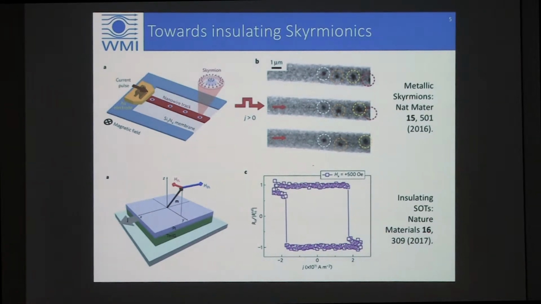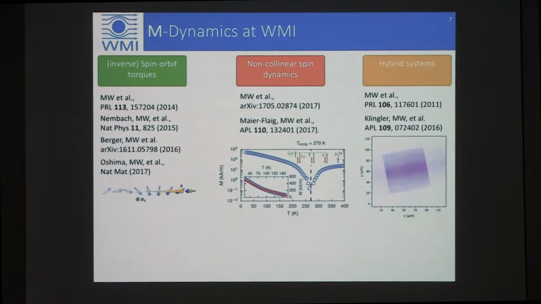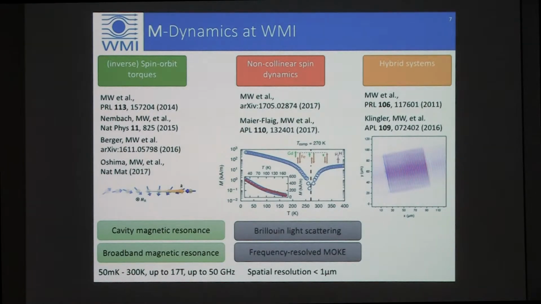So, magnetization dynamics, a short overview at the Walther-Meissner-Institut. Hans already told you about this part here, hybrid systems and strong coupling, so that's one thing that we do. We study a lot of inverse spin Hall effects in various systems. We're also interested in spin dynamics in systems with non-collinear magnetic ordering, with a broad range of experimental tools, and of course also facilities for material fabrication.